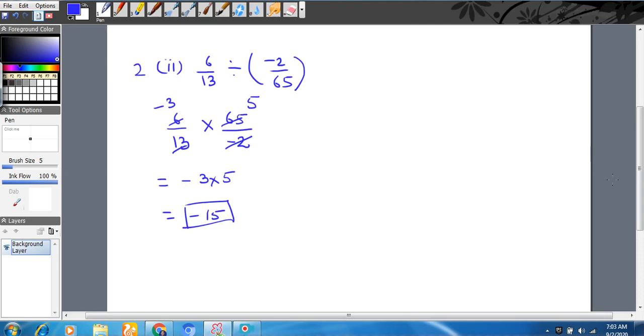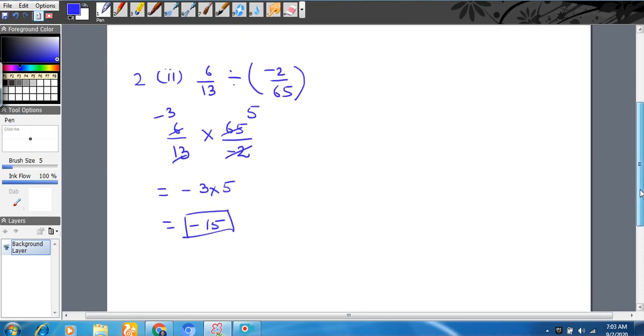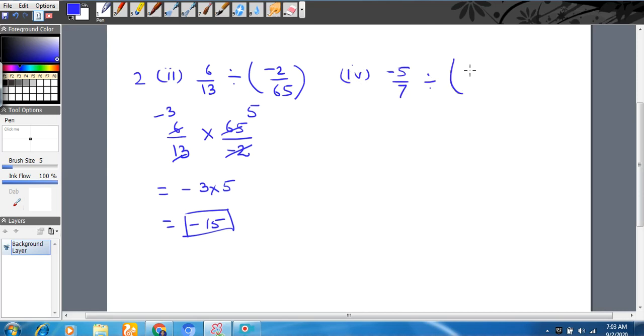Now I'm going to solve the next part. Either one part I should solve. I think I solve the fourth part. It is minus 5 upon 7 division operator, then minus 15 upon 28.